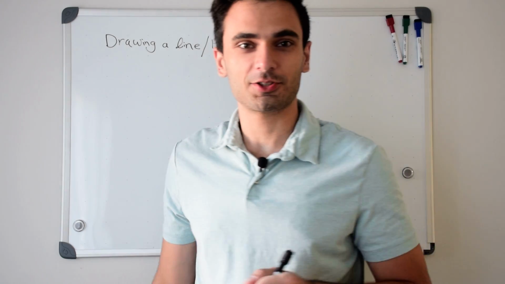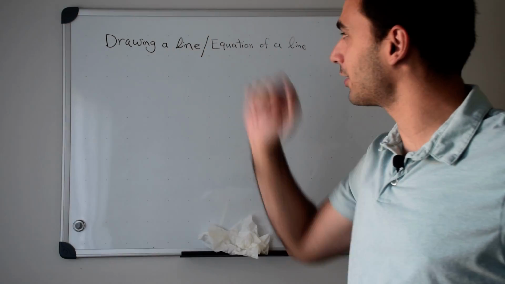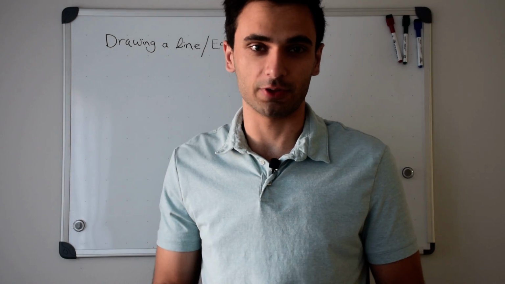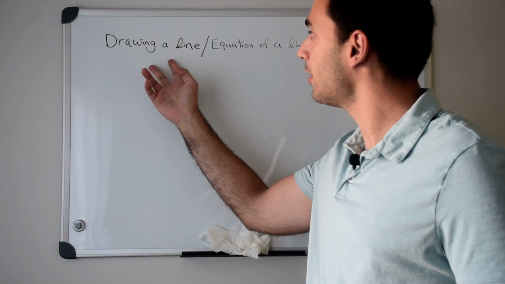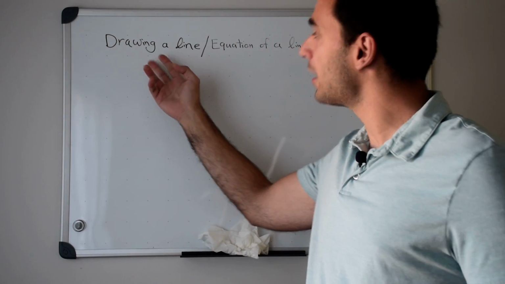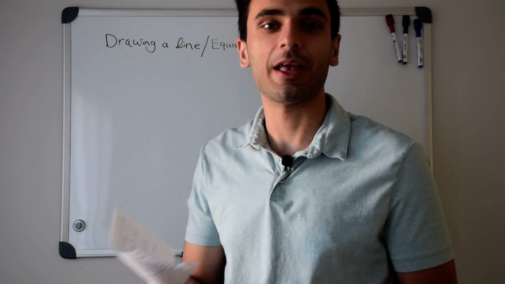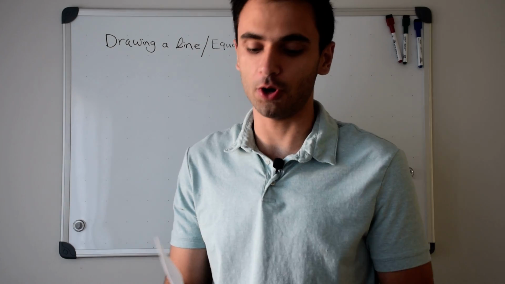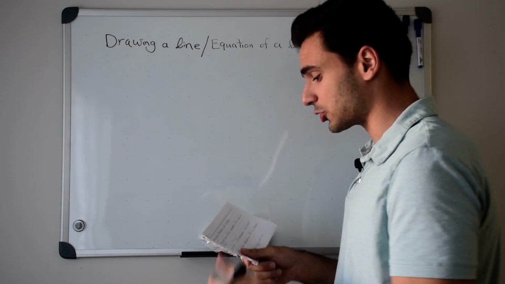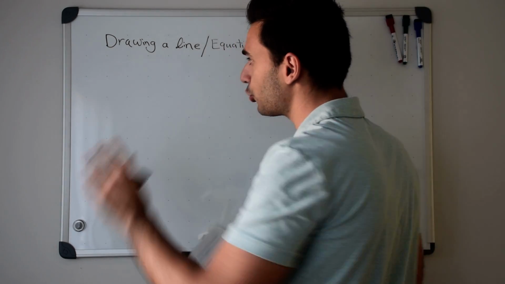Hello everybody, so today we're gonna talk about drawing a line and the equation of a line. How do we draw a line when we have the equation, and how do we determine the equation of a line when we have a line or we have 2 points? So first things first, we should understand two things.